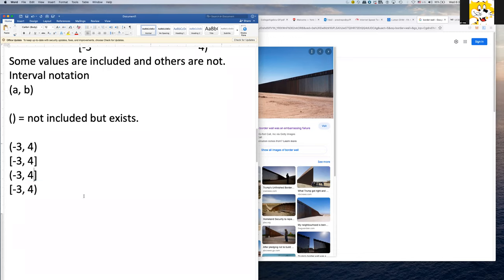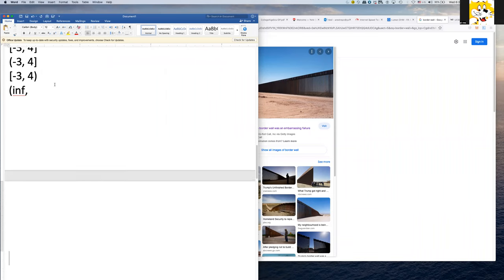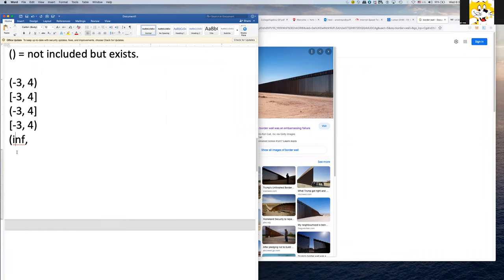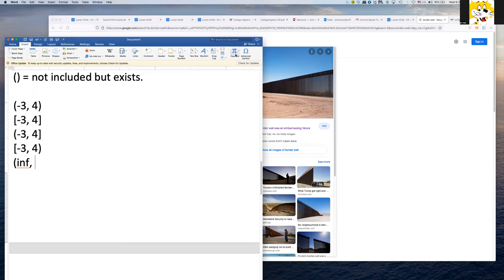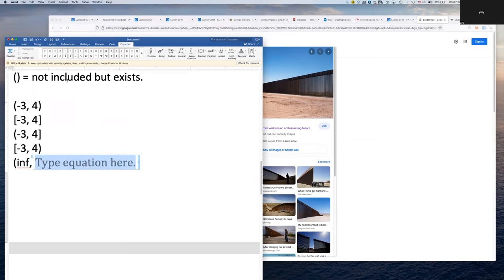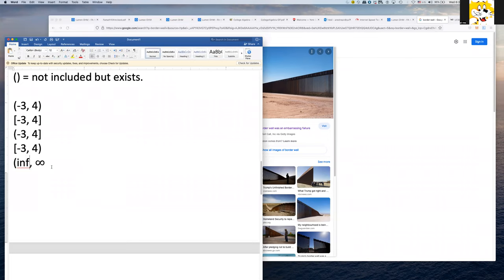So it's good. Now, there's also another example, and the other example is when you have infinity. Do I have a symbol here for infinity that will make my life easy? Let's see if I could insert a symbol. And let's see if I have infinity. Yep, there it is. Perfect. This is infinity. So when you have a symbol like infinity, let's say bracket 4.